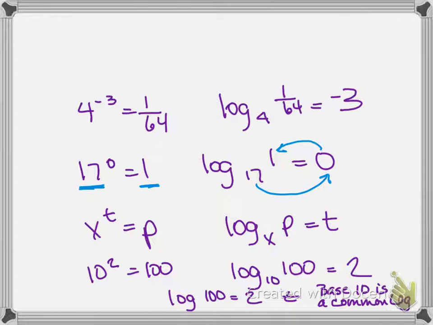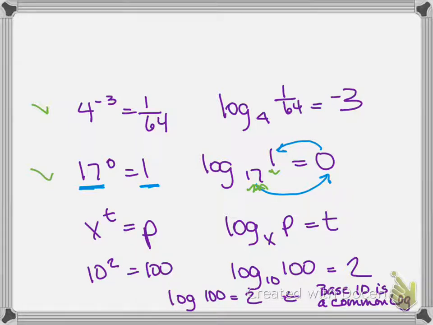Here we have 4 to the negative third. I can rewrite that as 1 over 64. In log form, I'm going to write it as log base 4 of 1 over 64 is equal to negative 3. Another example, 17 to the 0 power is equal to 1. So log base 17 of 1, the power that I would raise 17 to get 1, is equal to 0.